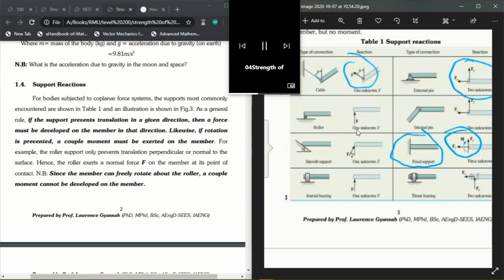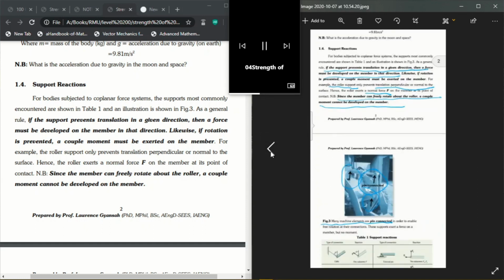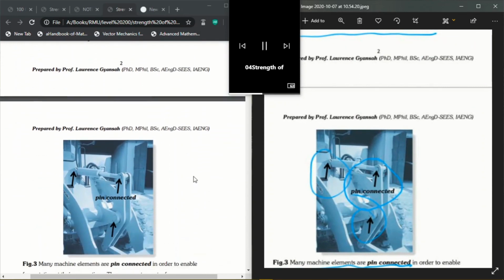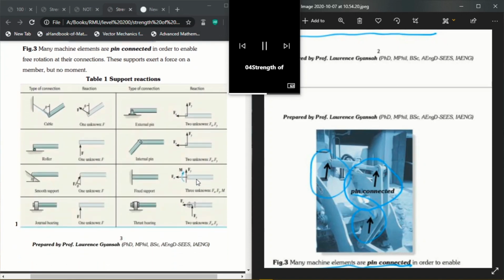If we look at figure 3 of page 3 of our lecture material, you could see many machine elements, like the bulldozers, the power shovels, the carts, the tractor equipment. The joints are called another type of support, the pin connected support or pin reaction support. It is very clear, illustrated with arrows on the diagram. So then look generally at page 3, table 1, support reactions.